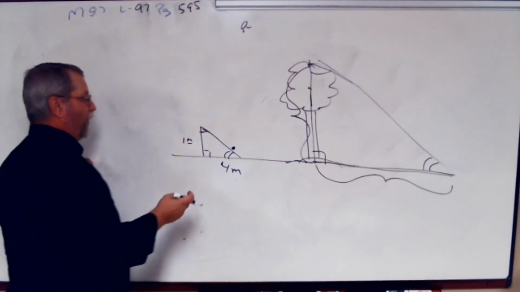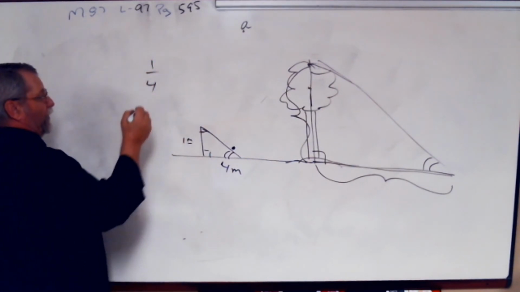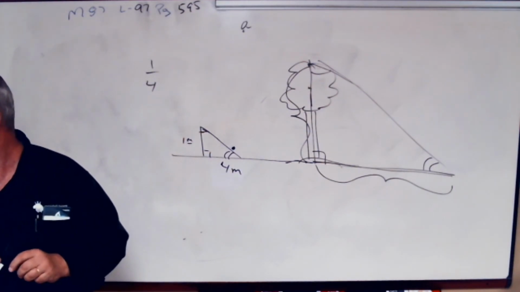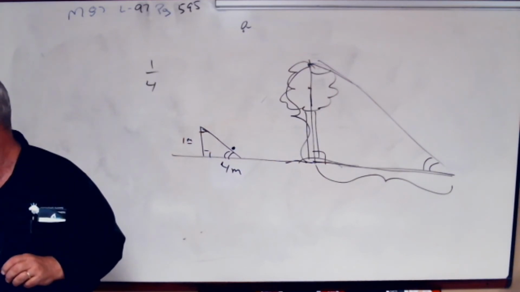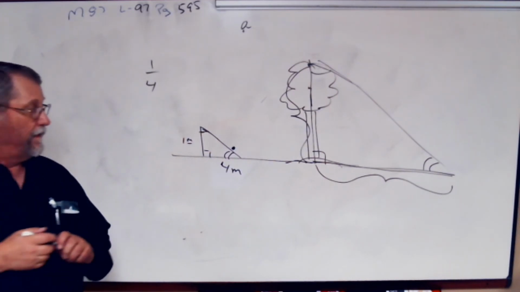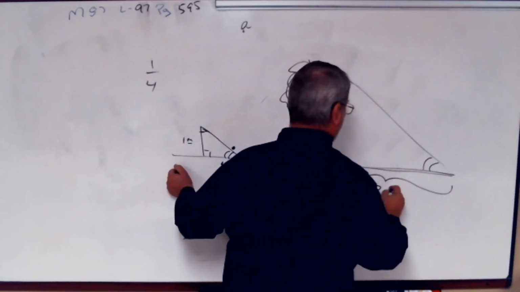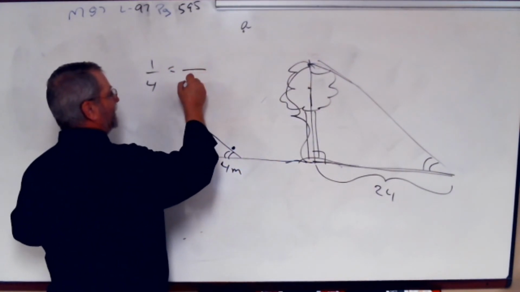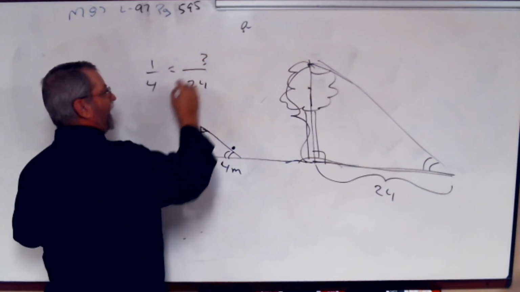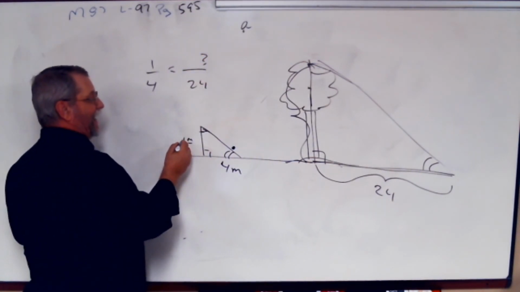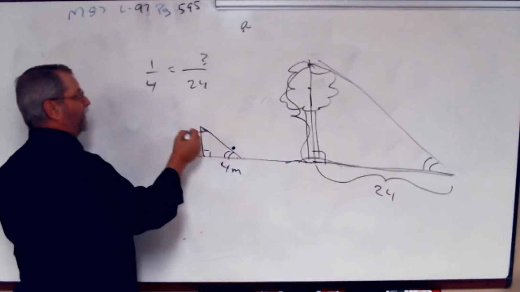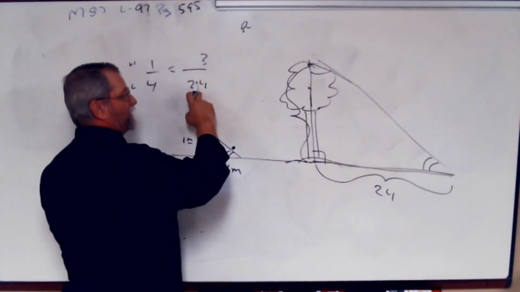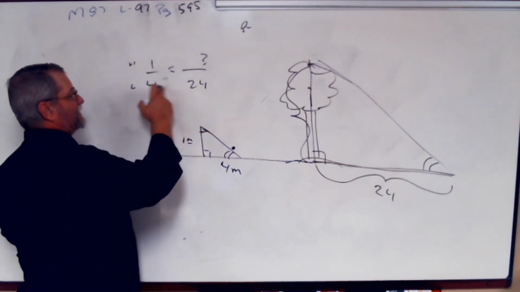Okay, so I set up a ratio. I have 1 over 4, and on the tree, I have 24 over here. Okay? So what I have is something that looks like this. And I'm looking for how tall the tree is. Okay? This is the height of the meter stick. This is the length of the shadow. So this is the height, and this is the length of the shadow. This is the height that I don't know. This is the length of the tree. So it's this times this divided by this is this.